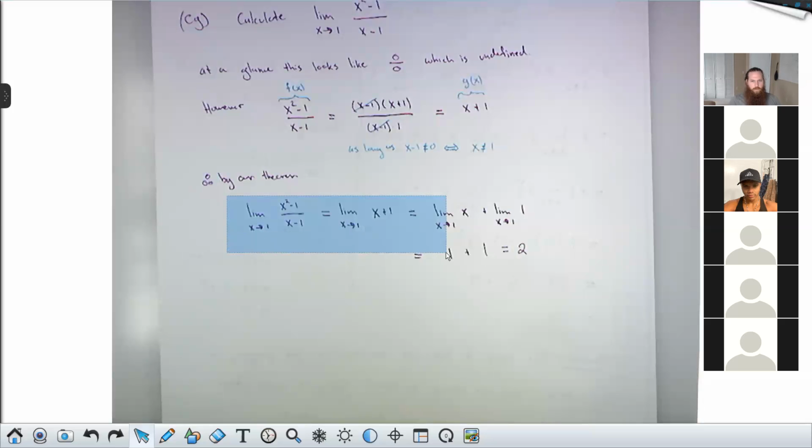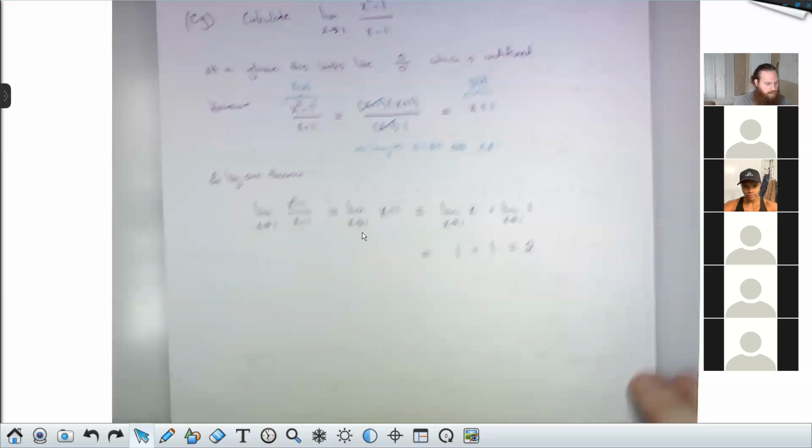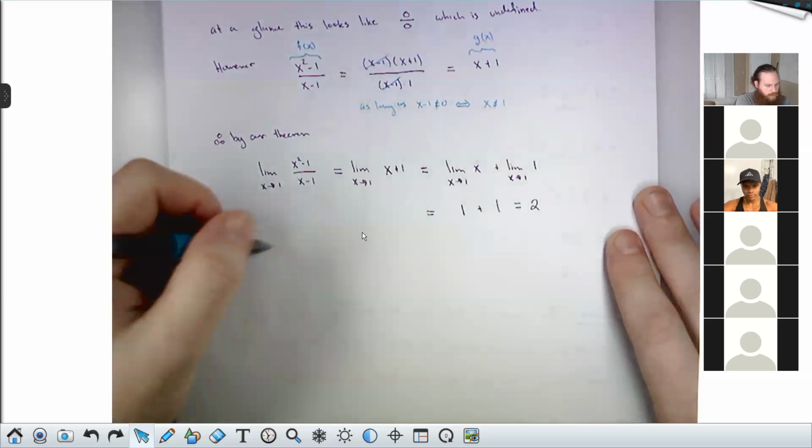Are we comfortable with this statement as a consequence of this statement and that theorem? Any questions about why these things are equal? I get why they're equal, but didn't you say that x can't equal 1? Yes. The trick is to remember that with limits, I don't care about what happens exactly at 1. I care about the pattern as x gets closer and closer to 1. So let me draw 2 graphs for you here.